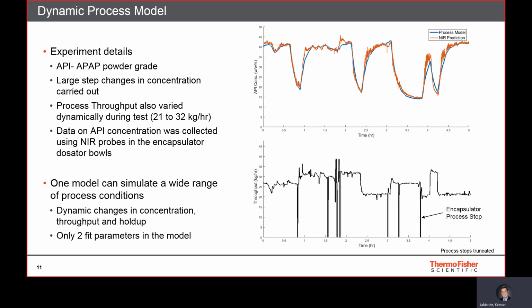The goal here was to challenge the model with a wide range of blend properties and rapid large changes in concentration. The concentration set points were varied between 14 and 42 weight percent, and the system was also subjected to large variations of throughput from 21 to 32 kilograms an hour. The API concentration was monitored with an NIR probe, and the probe was placed in the dosator bowl and encapsulator.